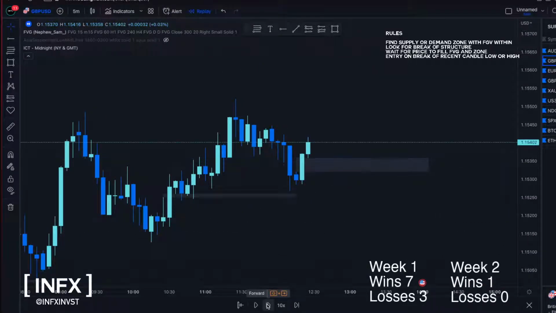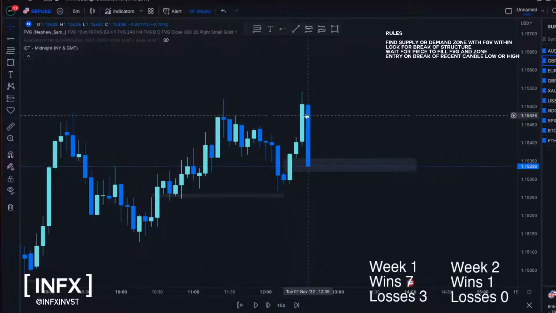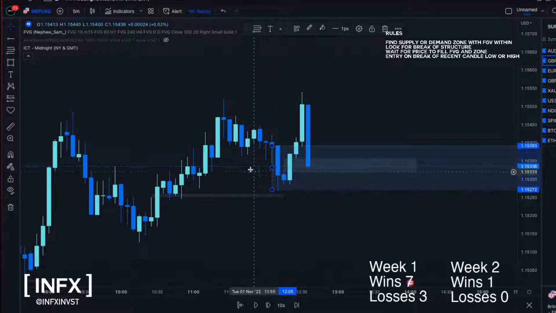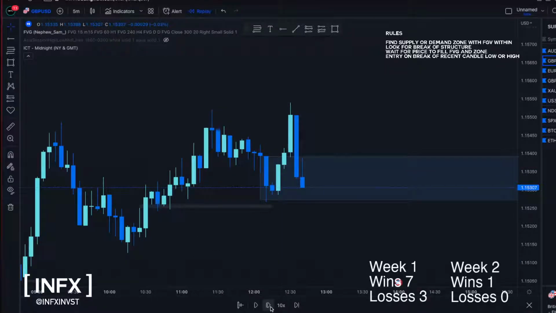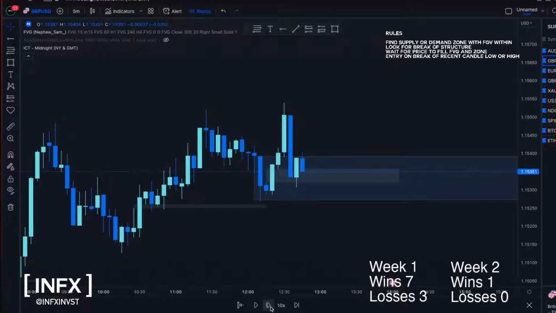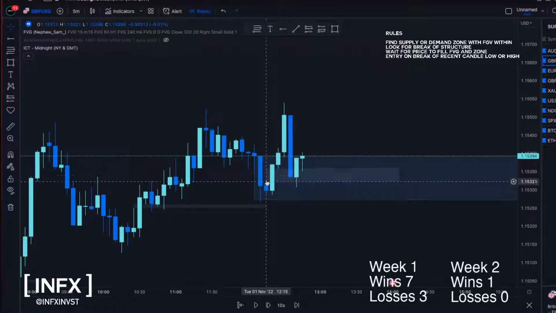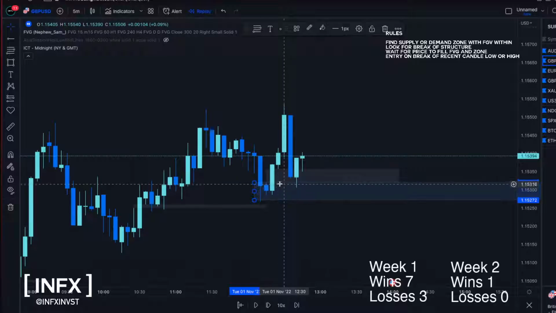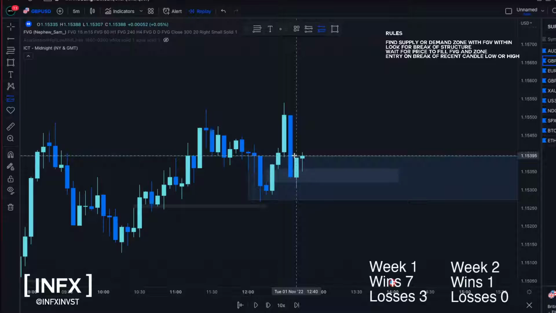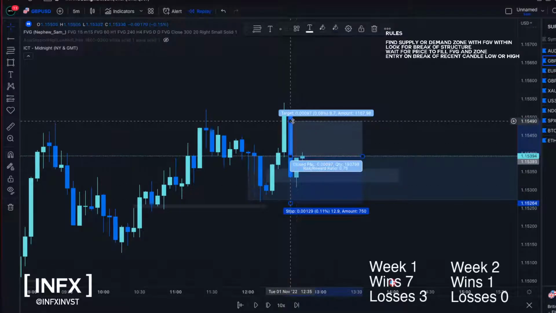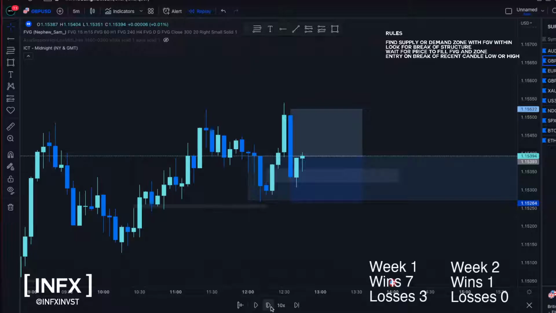So if we come in, okay, demand zone was created here with fair value gap in the middle. So then what we do, we wait for our entry, which is a break of the recent candle high. We haven't got that yet. We just got that there off the FVG, and we actually tapped into the even tighter demand zone down the bottom here. So that would have been an entry. Probably go stop below the low. Let's see if we would have got our profit.